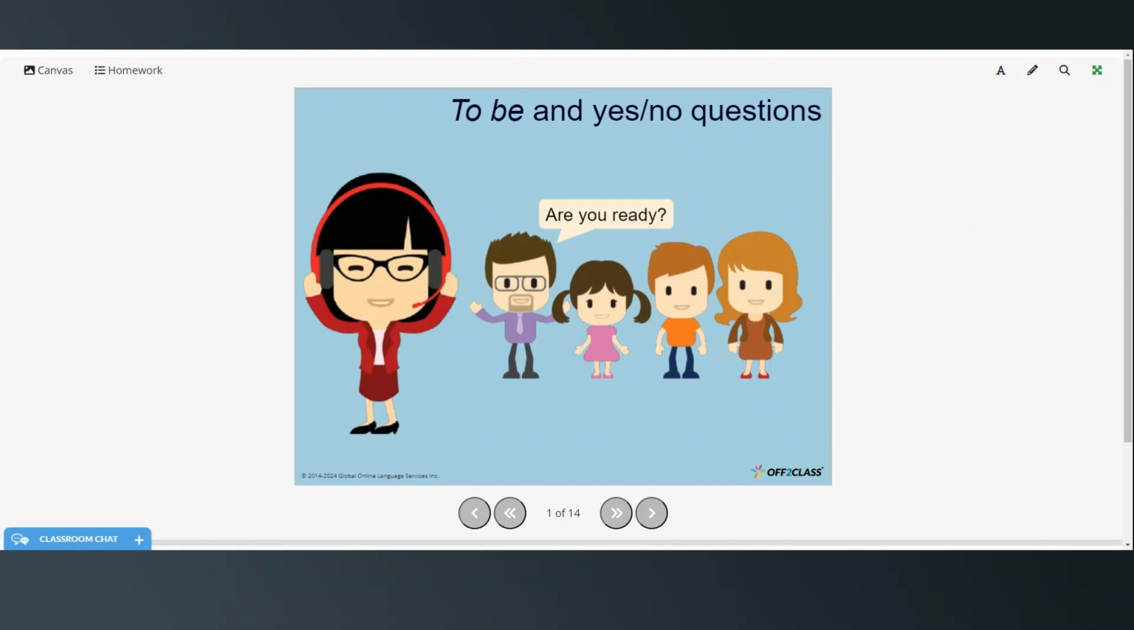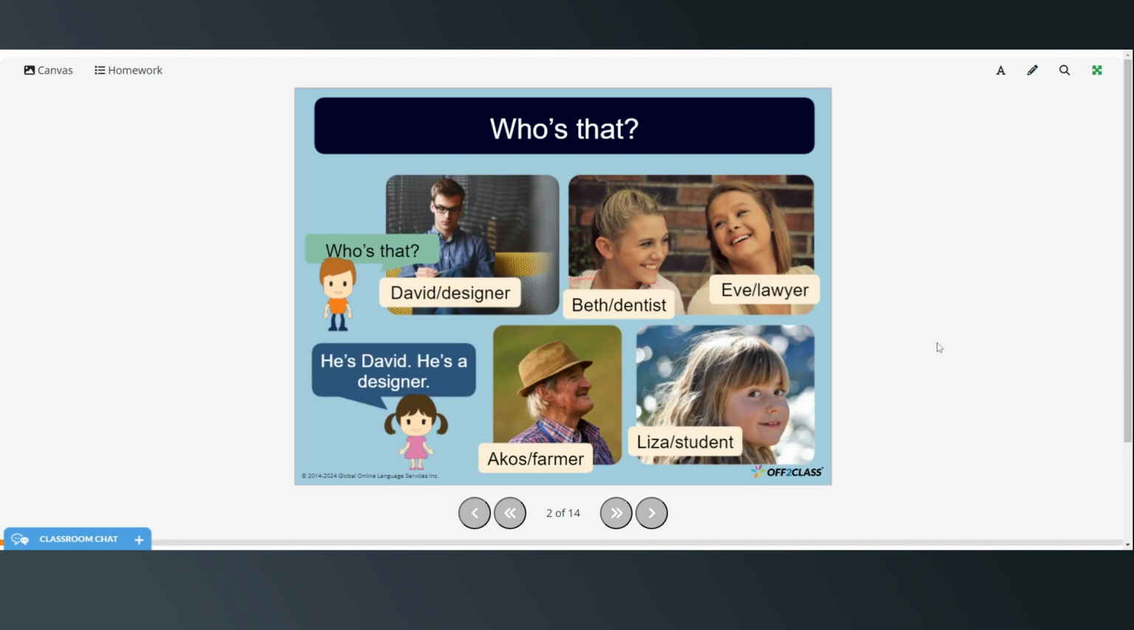This is level A1 beginner ESL listening, and this is lesson 5. Today we're going to be talking about the verb to be and how to ask and answer yes or no questions using the verb to be. Okay, so we might ask, who is that, or who's that? And the answer would be, he's David. He's a designer. So see if you can answer these using the information that's given.